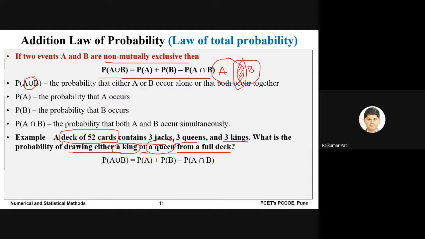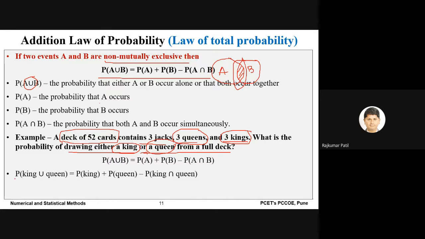Okay. And when we read this particular problem, we can easily understand this is a non-mutually exclusive event, because there are 3 queens and there are 3 kings. So there is a chance of overlapping. So when you draw a card, it may be either a king or a queen. So that overlapping part may be there. So this is the case of non-mutually exclusive event. So how to solve it?